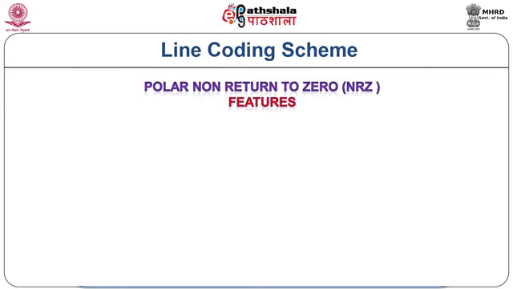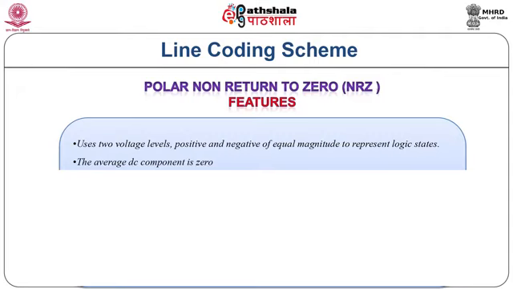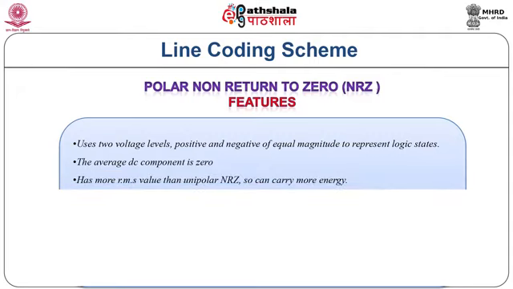The first polar encoding scheme is polar NRZ. Now let us see some of the features of the polar NRZ. It uses two voltage levels, positive and negative, of equal magnitude. Here the signal level remains constant throughout the bit interval. The major advantage of using two voltage levels of opposite polarity and same magnitude is that it makes the average DC component 0. As the polar NRZ signal has more RMS value than their unipolar counterparts, they can carry more energy.